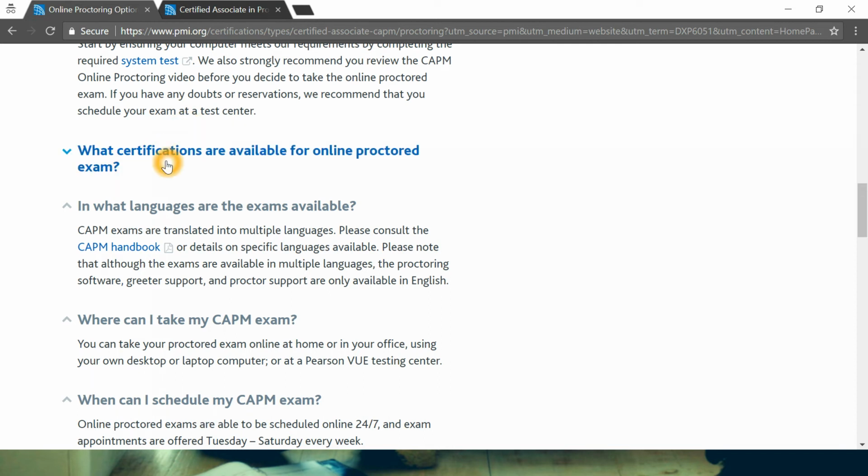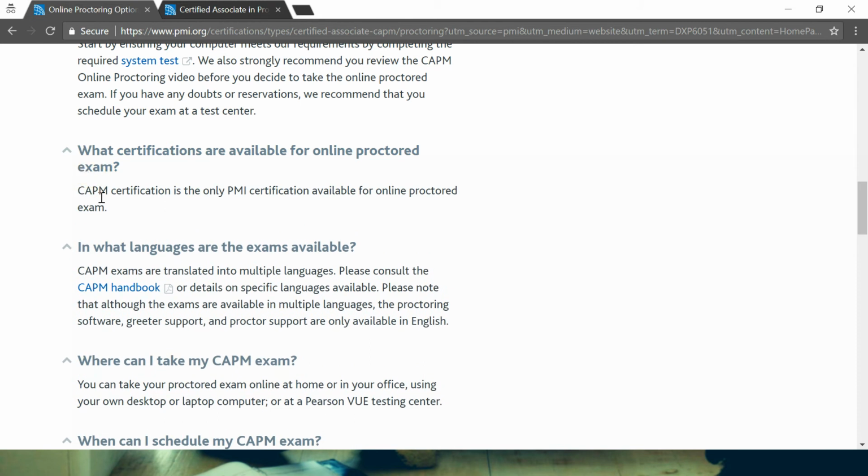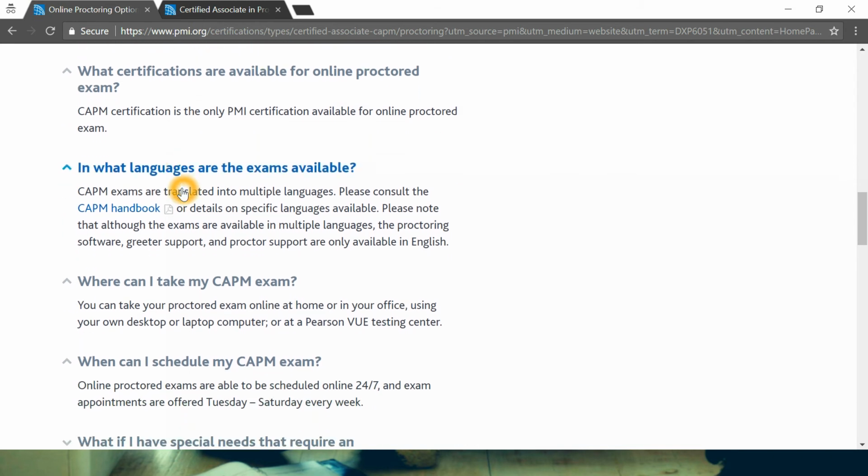So, what certifications are available for online proctored exam? PMP aspirants, can you take your PMP exam from your home? Not yet. CAPM is actually the only PMI certification available for online proctored exams. So PMP, nope, you have to go to the test center. In what languages are the exam available? So exams are actually available.